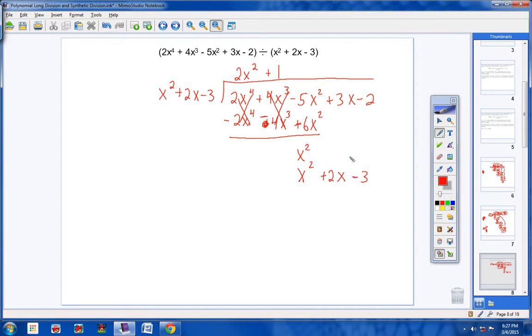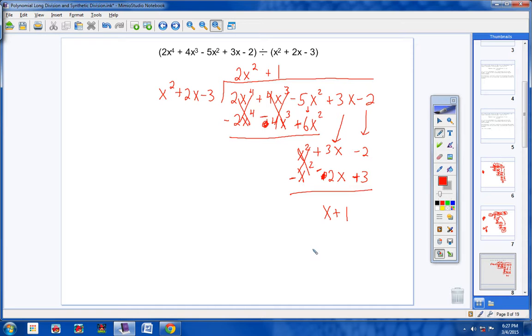Now, we've already used this term here. Bring down your 3x because they're like terms. Bring down your constant term because they're like terms. And now we're good to go. Here we go. Change your signs and add: negative, positive, and then change this to a positive, okay? So these cancel. 3 minus 2 is 1x. Negative 2 plus 3 is a positive 1, okay?